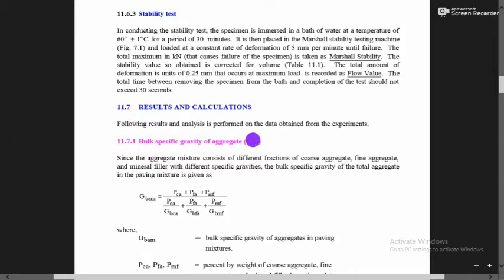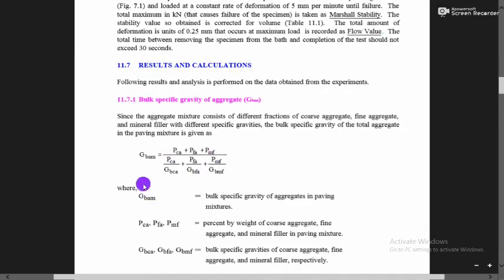11.7 Results and calculation. The following results and analysis are performed on the data obtained from the experiments. 11.7.1 Bulk specific gravity of the aggregate GBM. Since the aggregate mixture consists of different fractions of coarse aggregate, fine aggregate, and mineral filler with different specific gravities, the bulk specific gravity of the total aggregate in the paving mix is given by the following.